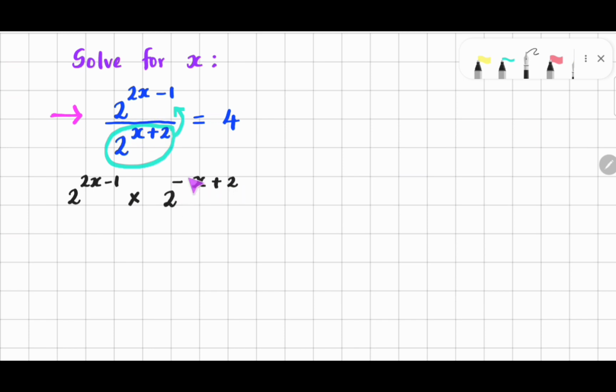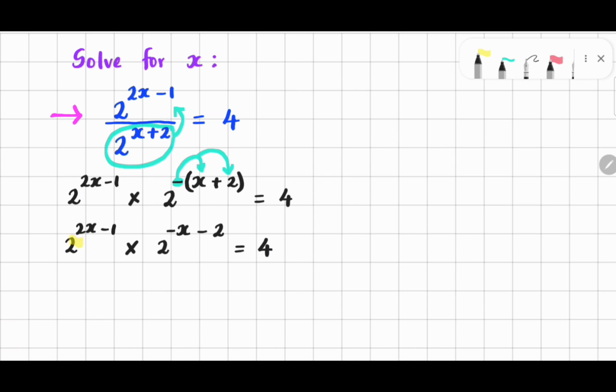And importantly, we should put brackets for x plus 2 after the negative sign, because this negative is for both terms, that is for both x and 2. Now distribute the negative sign into the brackets. So it becomes 2 to the power minus x minus 2.